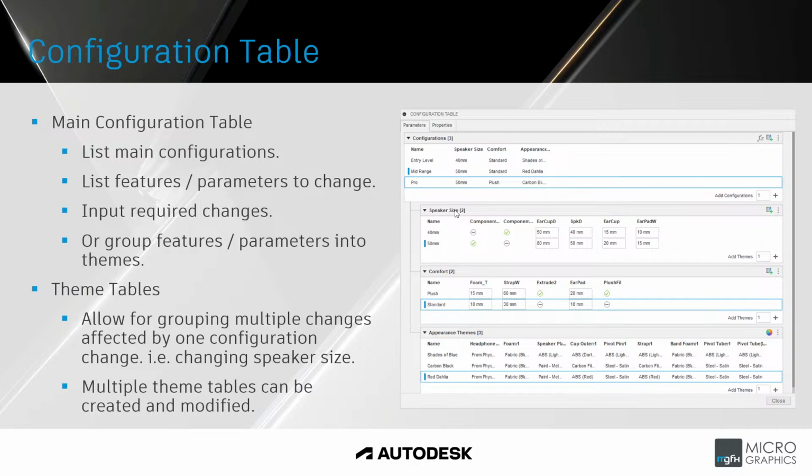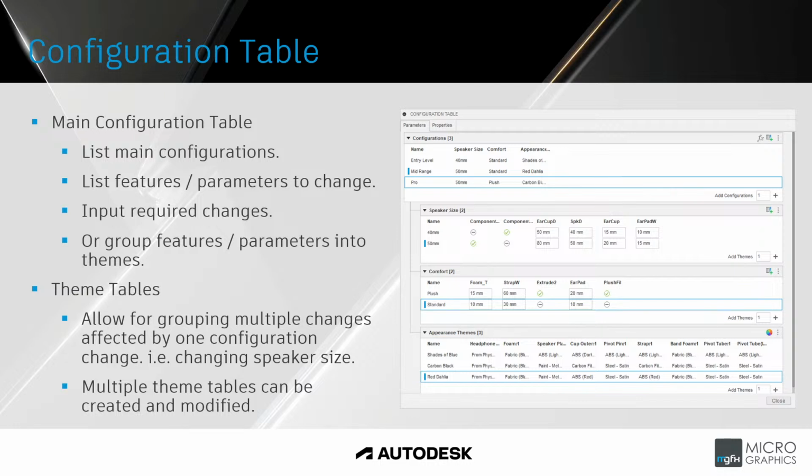So now if we look at the theme tables, we'll see a little bit more information. Each theme table has a name, so we'll see there's speaker size, comfort, and appearance themes. And the number there next to the title shows you how many variations there are within that table. So in the speaker size, we've got 2 different options. We've got a 40mm driver or a 50mm driver.